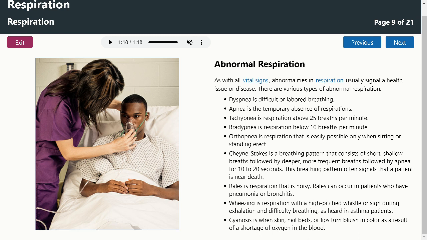Thank you. People that have pneumonia or bronchitis might have breath sounds that sound like rales. Wheezing is respiration with a high-pitched whistle or sigh during exhalation, and difficulty breathing, as heard in asthma patients. Cyanosis is when the skin, nail beds, or lips turn bluish in color as a result of a shortage of oxygen in the blood.